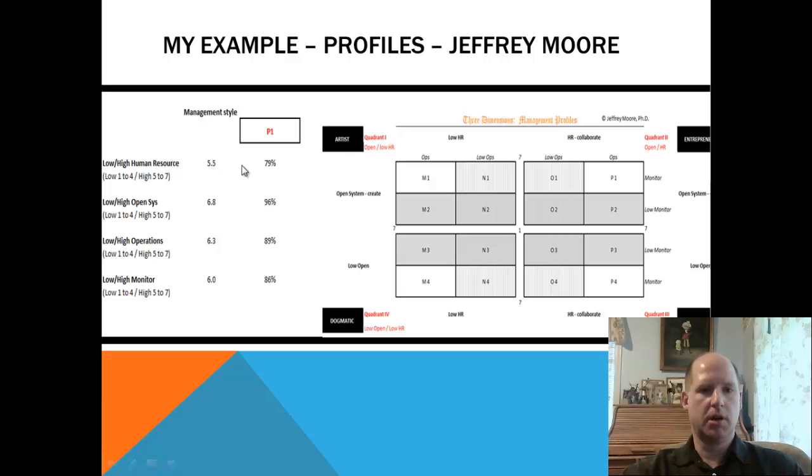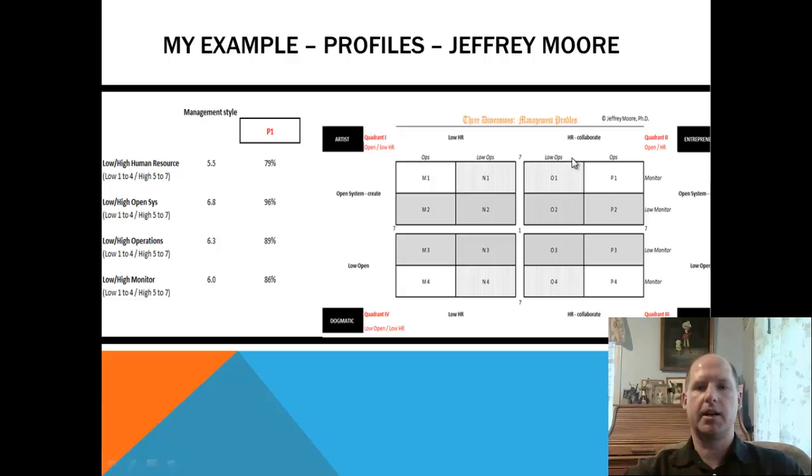So I would be more on the high side here. So I would be somewhere in this quadrant, or in the right half of the profile. Then I have low and high open system. My score was 6.6, so that's high over here. So again, high open would be here, this open system. So I can see that I'm in quadrant 2.